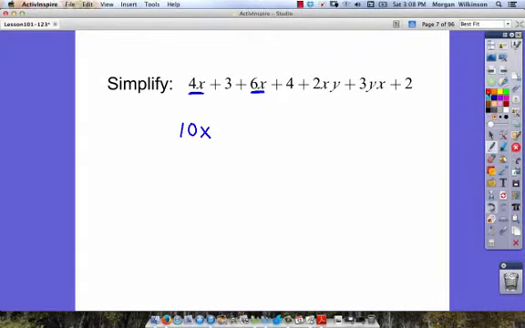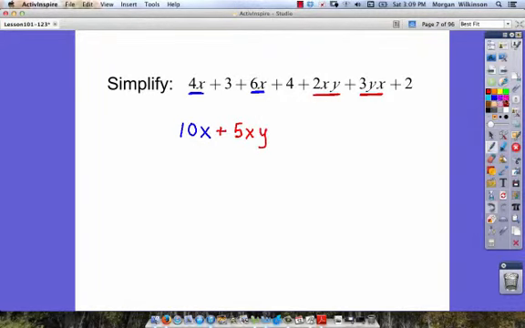Then we can work across. And let's look at all of our variables first before we work with our constants. We have xy, and we have xy. Remember, order doesn't matter in multiplication. So if we look at how many xy's we have, well, we've got 2 and 3. That must be a total of 5, plus 5xy.